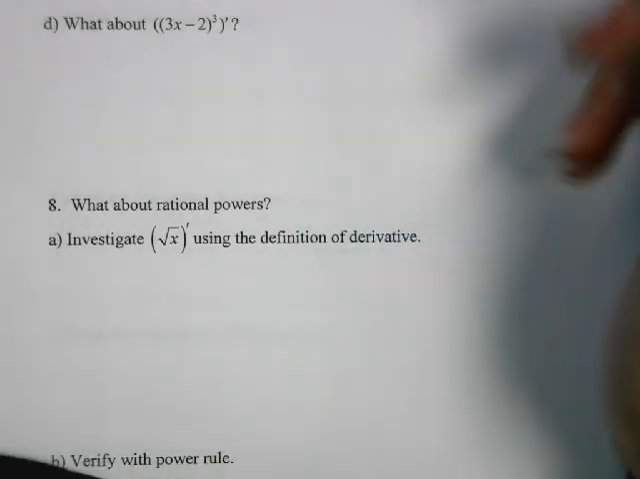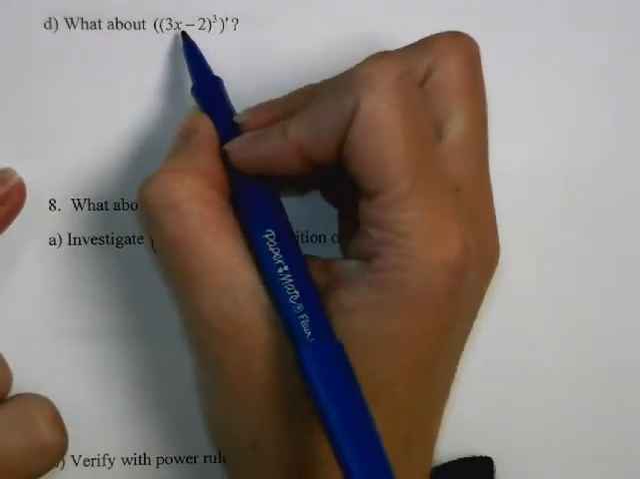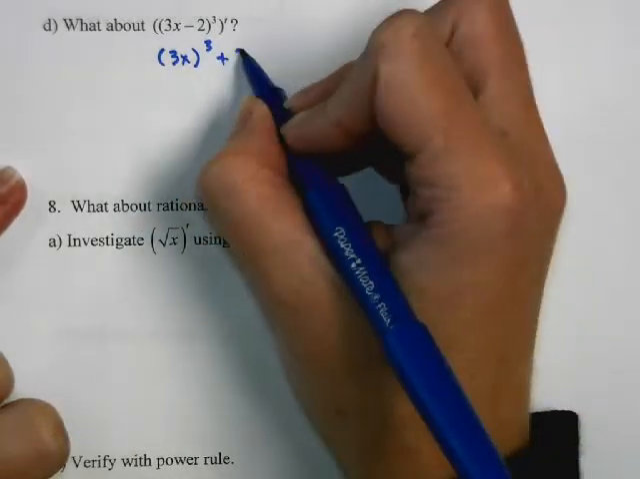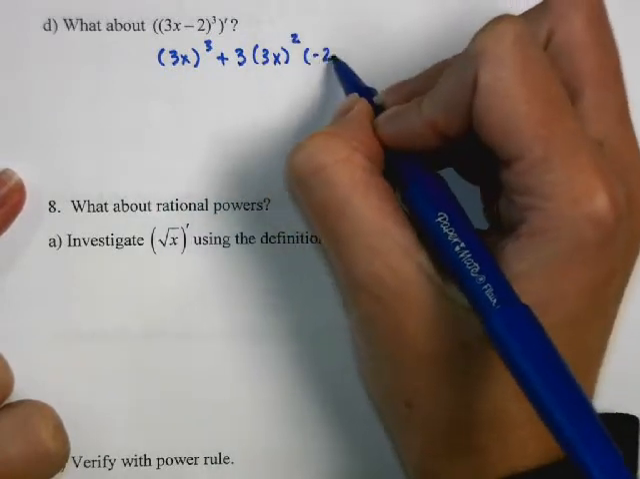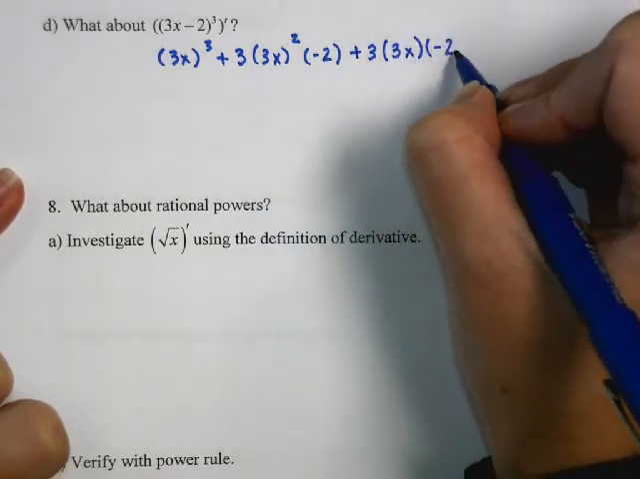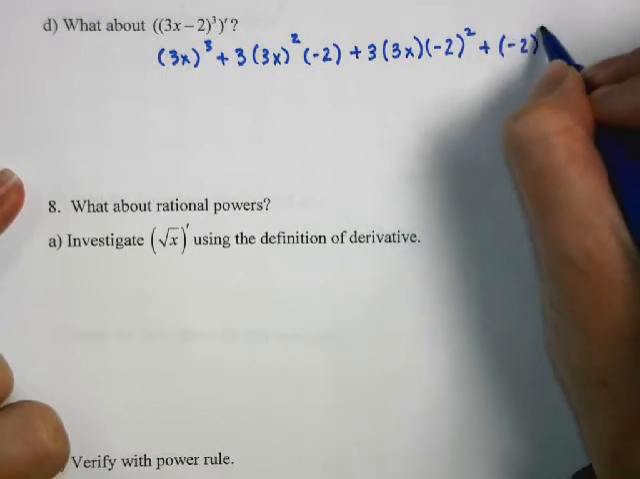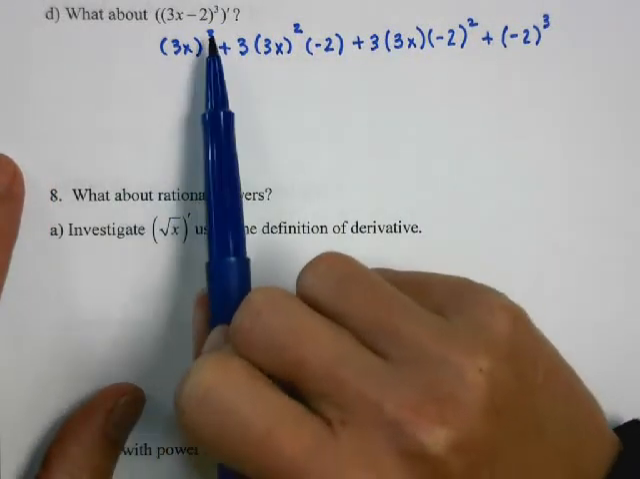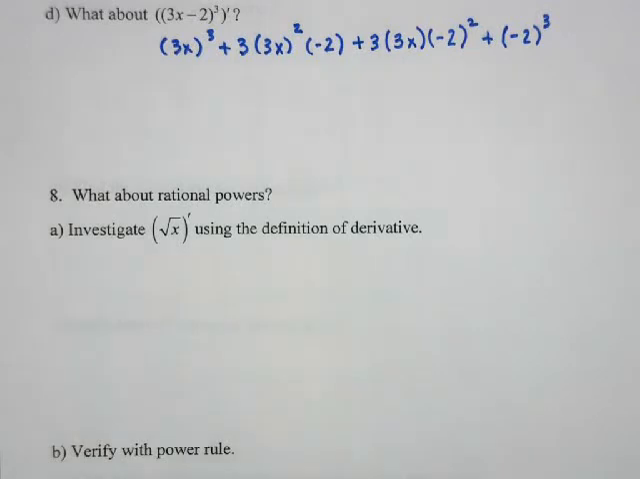So how would we handle something like this? Well, first we're going to have to expand it, and then we'll take the derivative. So again, I'm going to use the binomial theorem here. So this is going to be 3x cubed plus 3 times 3x squared times a negative 2 plus a 3 times 3x times negative 2 squared plus a negative 2 cubed. So remember, we take the row of Pascal's triangle, so 1, 3, 3, 1. The first thing starts at the highest power and decreases by 1, and then the second thing starts at 0 and increases. So we'll simplify this.